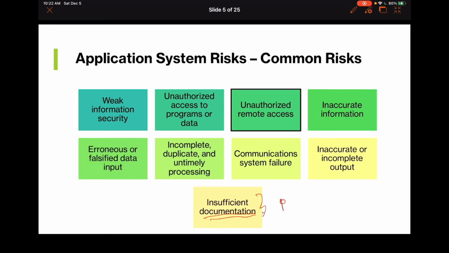So dapat meron tayong mga flowcharts or mga manuals, especially for ERP systems and other application systems.